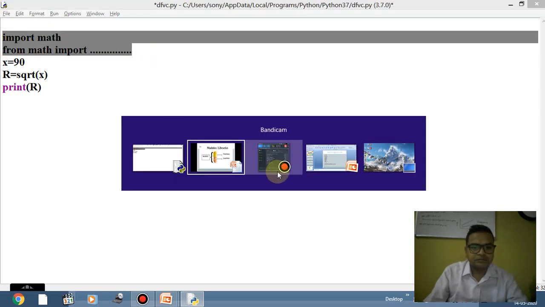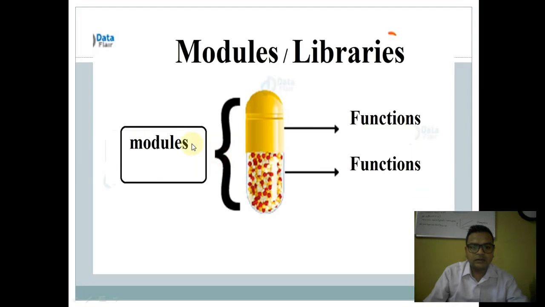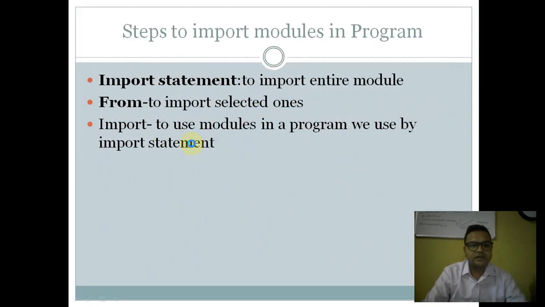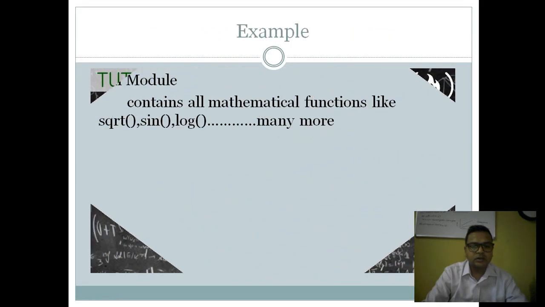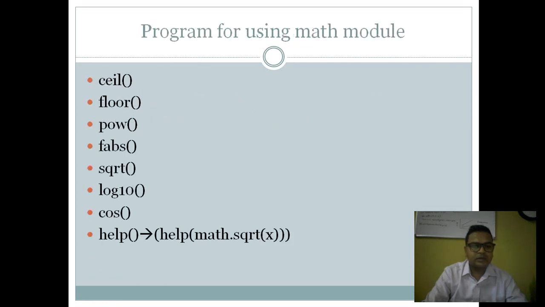Now we'll see the different functions, how we can use them. So here we have some of the functions: ceil function है, floor function है, pow function है, fabs function है, sqrt, log base 10, cos and help function. So we'll see how each of these is going to work.